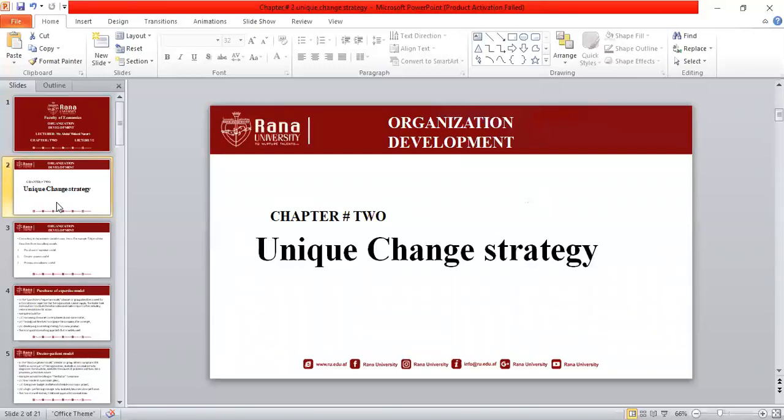As we discussed in our first lecture about organization development, that is why organization development is required. As we said, we need organization development for the sake of bringing improvement in an organization. But bringing improvement cannot be offered without any assessment of any expert, any consultant.